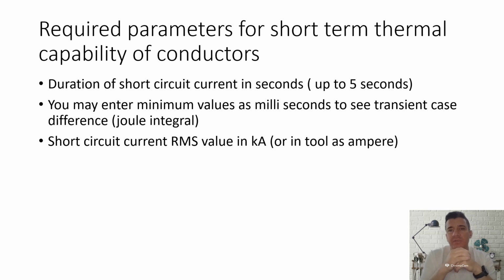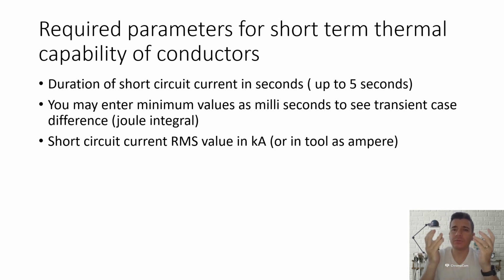Again, required parameters for short-term thermal capability of conductors. You need to know the duration of the short circuit current. Up to 5 seconds these formulations work. By the way, if you want to see a subtransient case up to, let's say, 2 or 3 cycles, it means that if you are working at 50 Hz, 1 cycle gives us 20 milliseconds. If I am talking about 3 cycles, it is 60 milliseconds. Then you can examine 60 milliseconds, or 100 milliseconds, or for example 200 milliseconds.